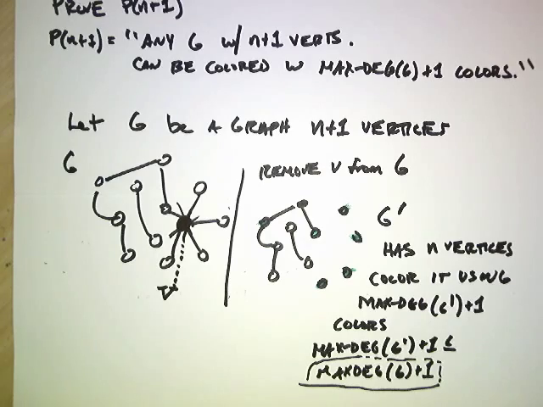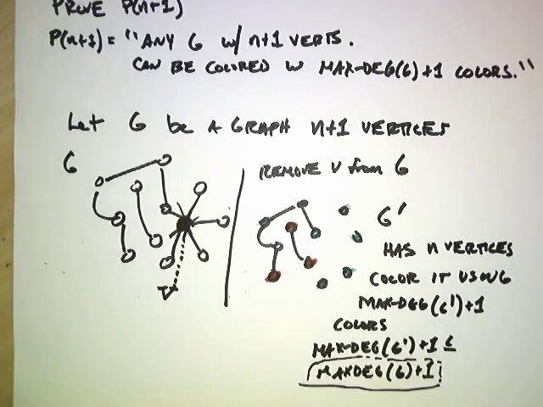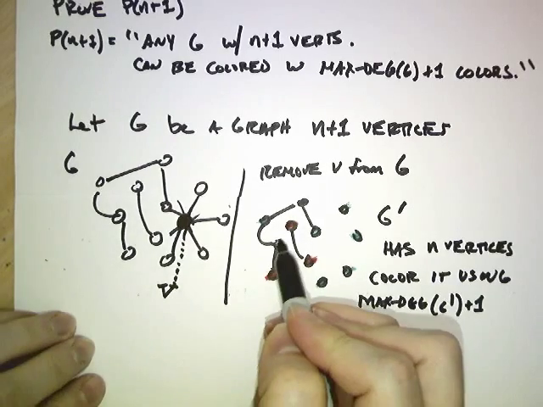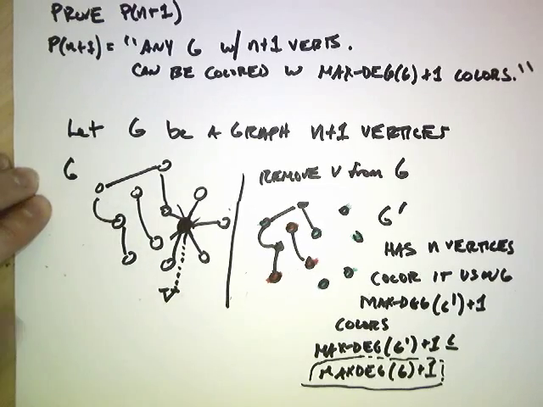Maybe we color some others red. Who knows what the actual coloring looks like. Maybe we have to color this one black. All we know is that we only use max degree of G plus 1 colors. Now what did we need to prove? We needed to prove that G could be colored using max degree of G plus 1 colors.